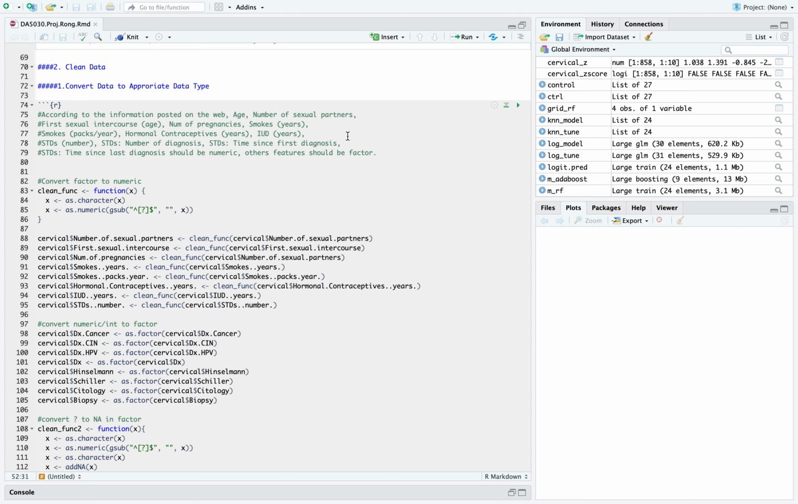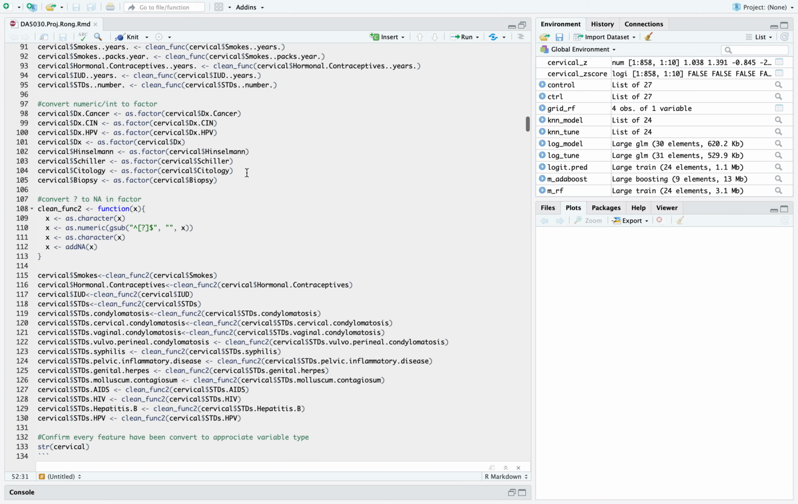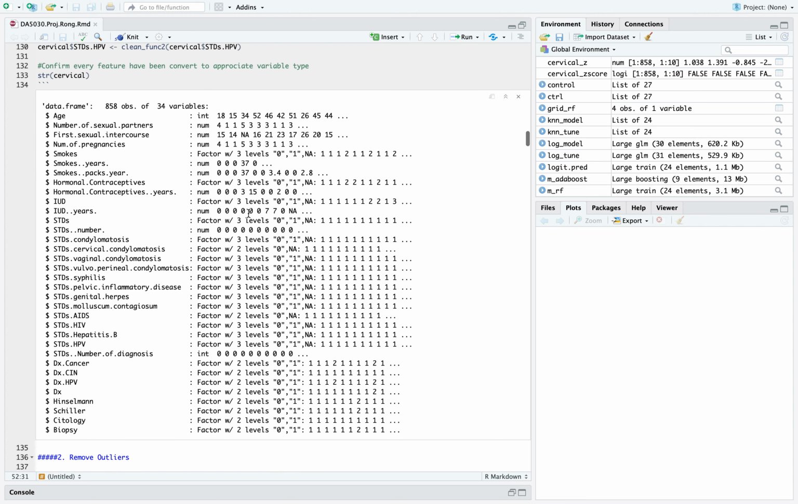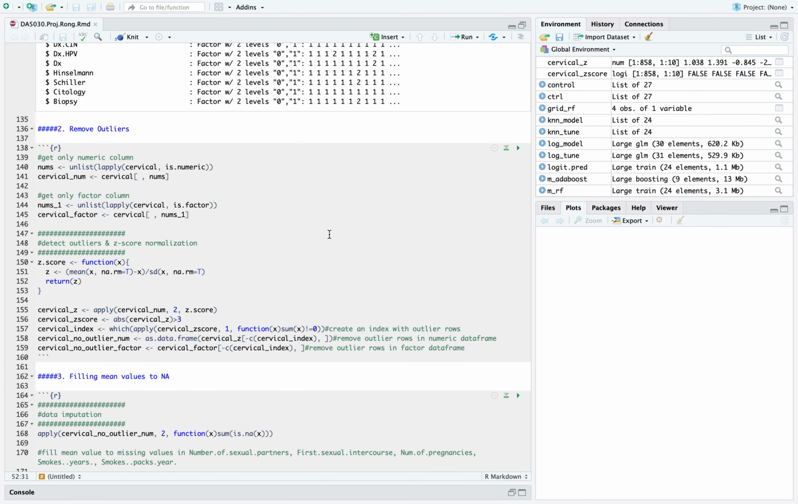In order to clean the data, I converted the data to the proper data type. Some numeric data in the raw data set is stored as factors, so I just converted them to the appropriate type. There are also a lot of question marks in my data set, so in this step I also converted them to NA values. We can take a look here.